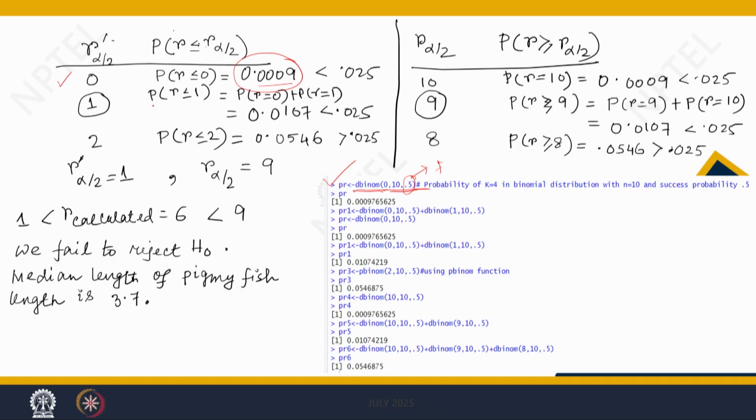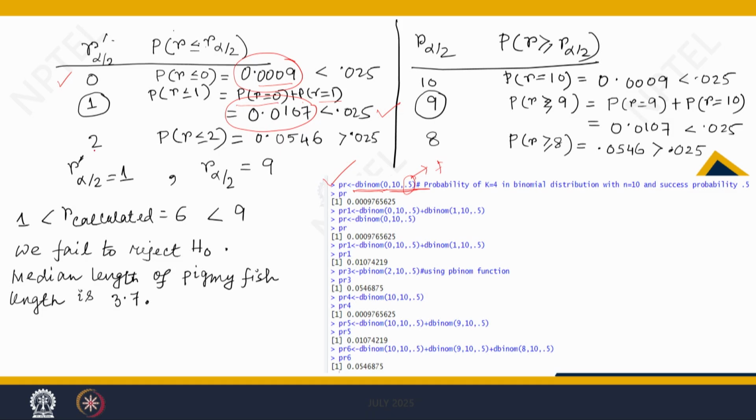What is the cumulative probability of r being less than or equal to 1? In that case we have to add r equal to 0 and r equal to 1. Together the probability comes as 0.0107, which is still less than 0.025.